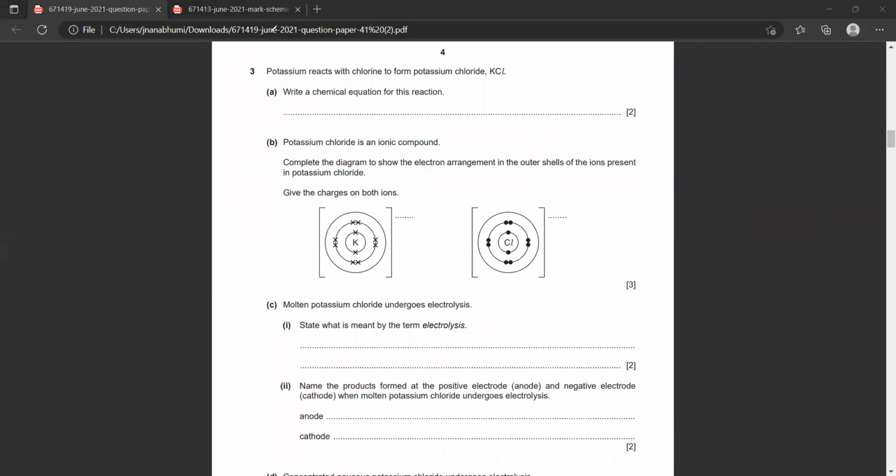Now look at the third question. Potassium reacts with chlorine, right, to form potassium chloride, KCl. So it is of 2 marks.